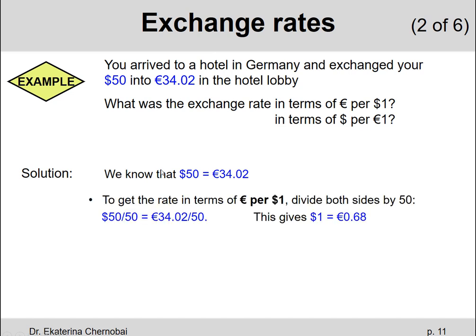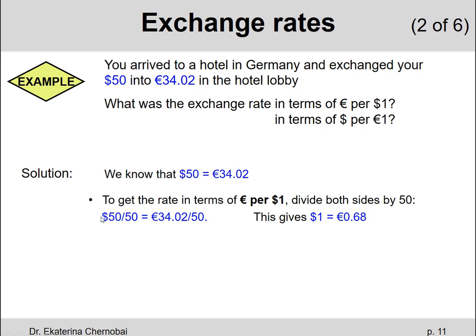Then, if you want to write the exchange rate in terms of how many euros it is per $1, then where we have $50, we want it to be now $1. So we want to divide 50 by 50. And we will do that for both sides of this equation. So we divide both sides by 50.